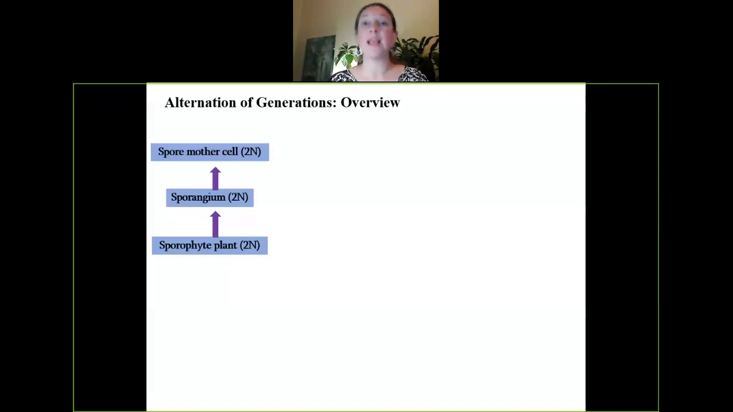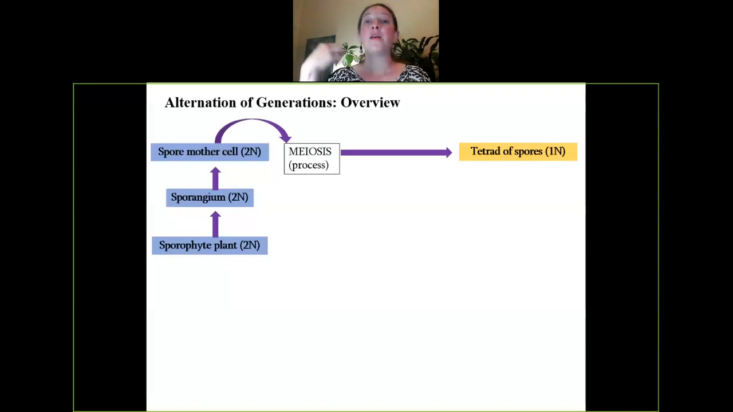Inside of that sporangium, there are going to be cells that are diploid that are going to go through a process to become spores. Those are the spore mother cells, which are diploid. The spore mother cells are going to undergo meiosis, because we have to make spores, and spores are haploid, so we have to reduce the chromosome number in half. So the spore mother cells inside that sporangium on that sporophyte plant are going to undergo meiosis.